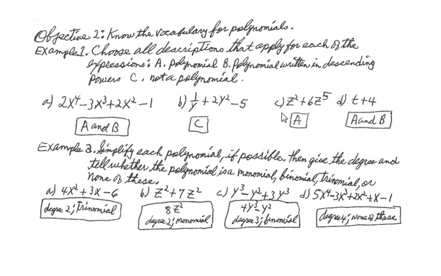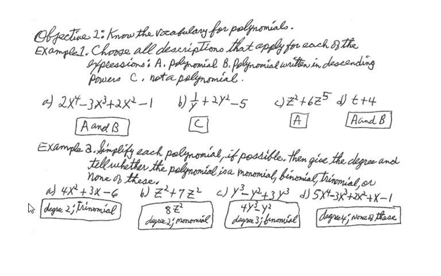Then D. We have the polynomial t plus 4. In this case, it is clearly a polynomial, and it has two terms, of course. The second thing about it is that it is in descending powers because we have the t term followed by the constant term. So both A and B apply.